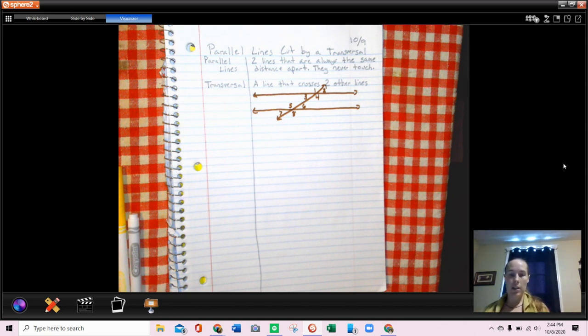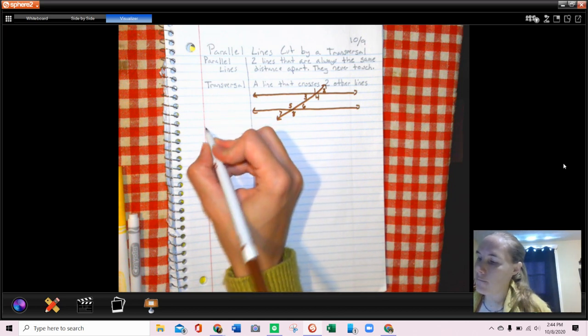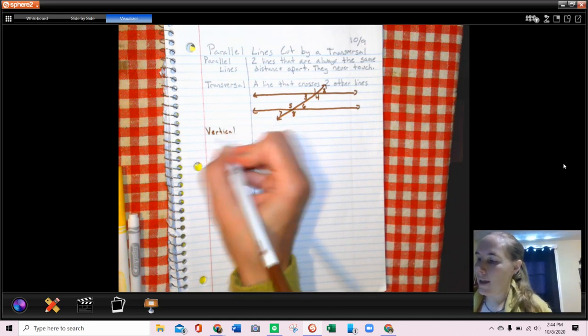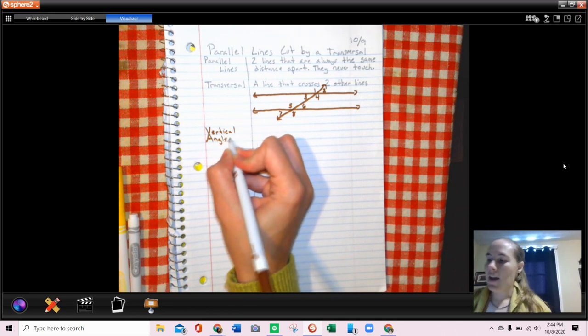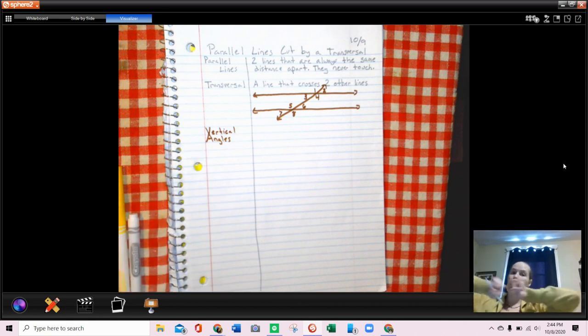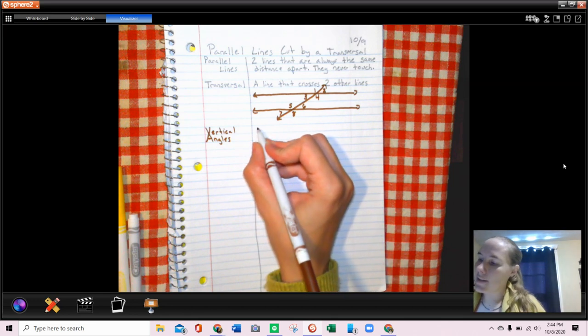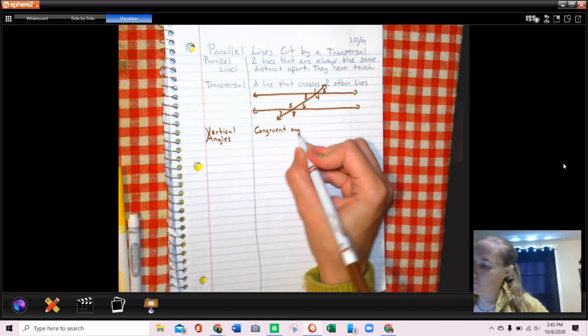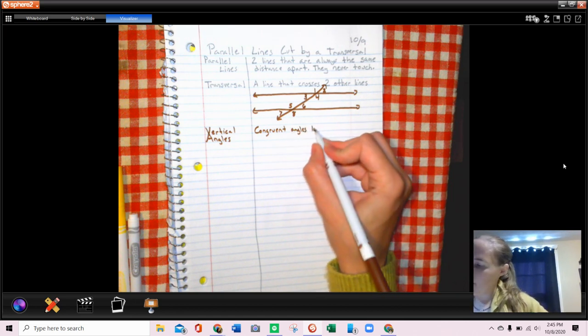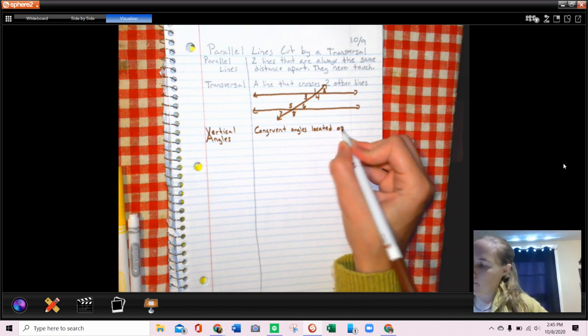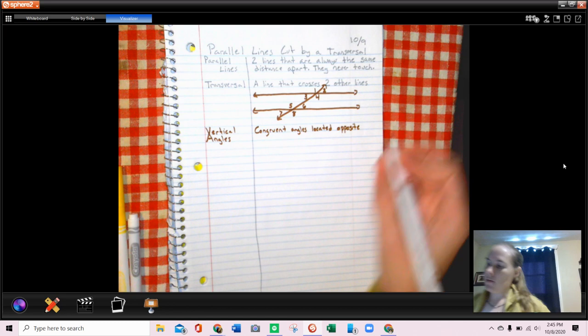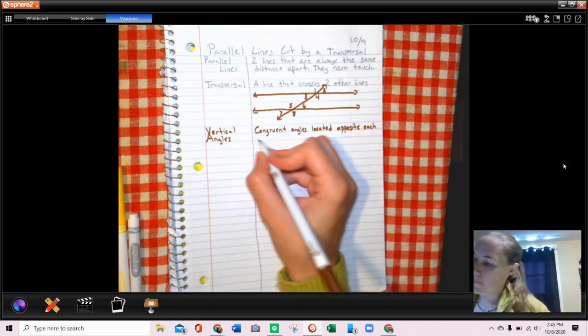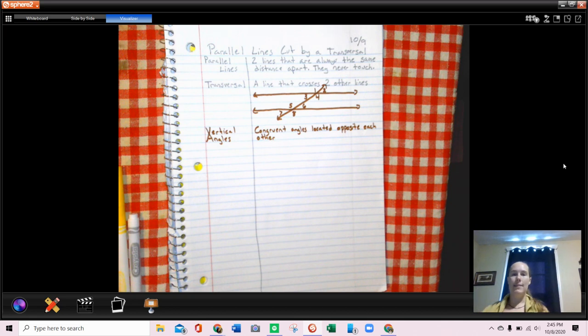So the first thing we're going to talk about is a word that we already know, which is vertical angles. And I always like to write vertical angles like that because they're literally vertical angles. So again, we already know this. They're congruent angles located opposite each other. So they're on opposite sides.